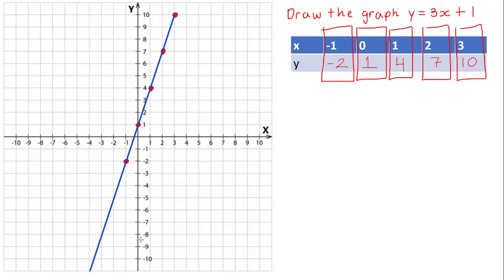There we go. All right, so now let's label it. So we're going to label this line. y is equal to what? y is equal to 3x plus 1. So y is equal to 3x plus 1.